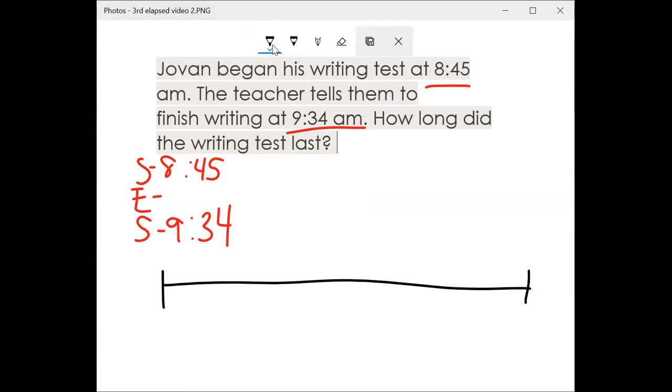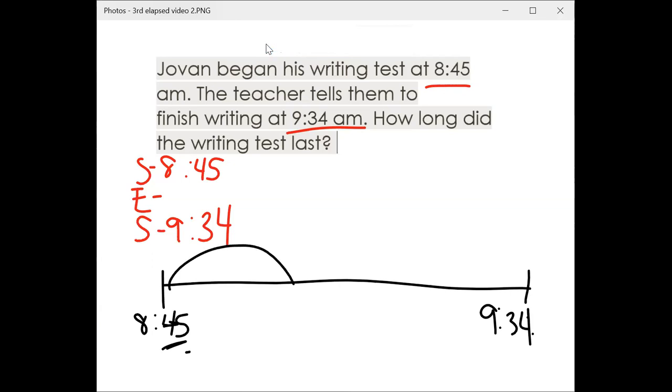And this actually is a little bit tricky too because there is a change of hour. I'm going from the 8 o'clock hour to the 9 o'clock hour. So I want to be careful. I'm sorry, let me try that again. Okay, so when I have something like this, you want to think about how to get to a friendly hour, okay? To get from 45 to 60 is going to be 15 minutes.